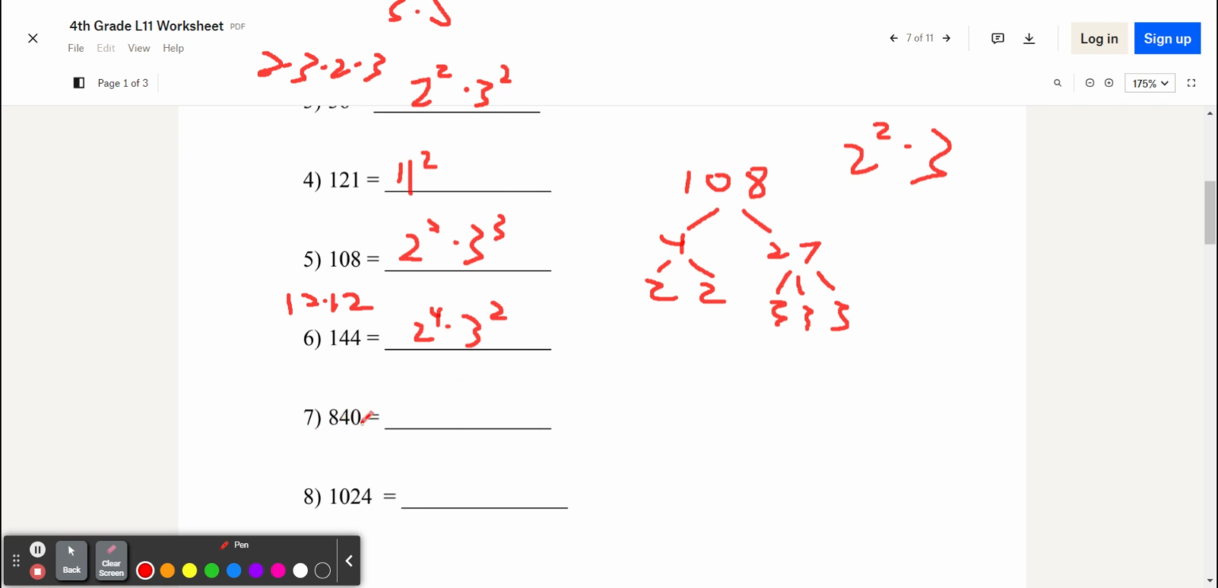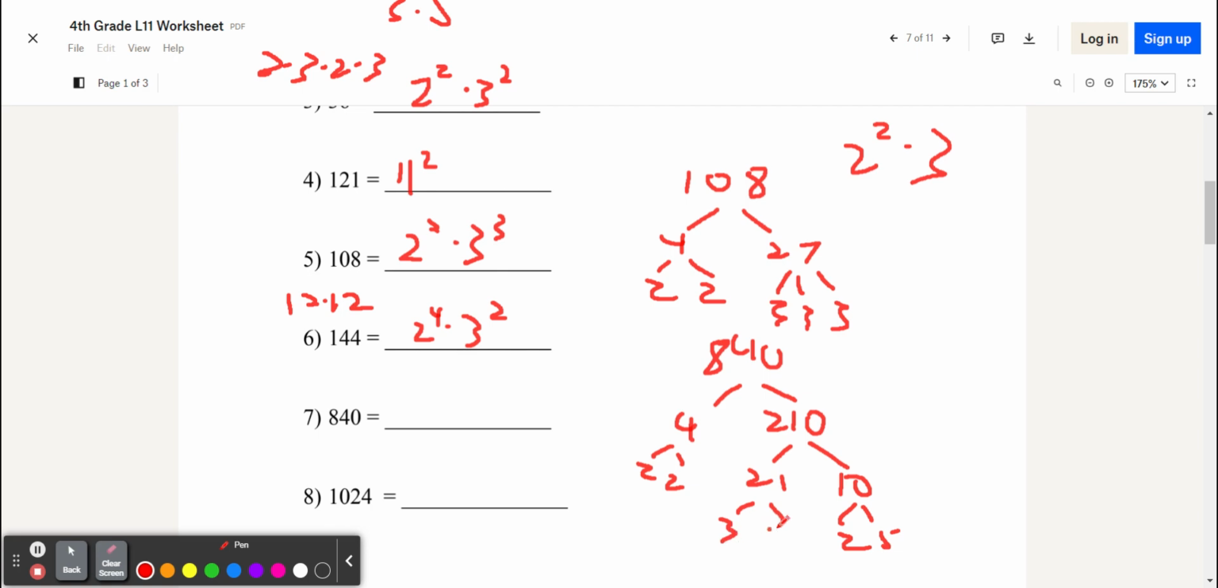840. This is a pretty big number, so we'll use the tree like before. You can divide this by 4, and then that will give you 210. 4 splits into 2 and 2. 210 can be divided by 10, which splits into 2 and 5, and leaves you with 21, which can be split into 3 and 7. So our prime factors are 2, 2, 3, 7, 2, 5, or we can write them more simply as 2 to the power of 3 times 3 times 5 times 7.